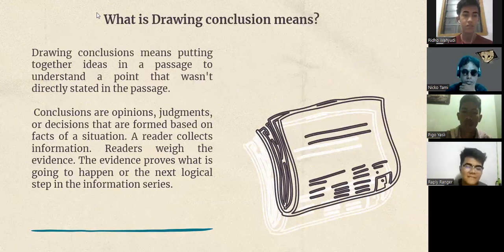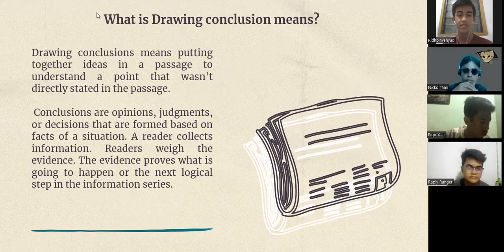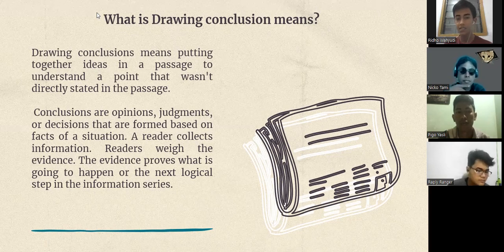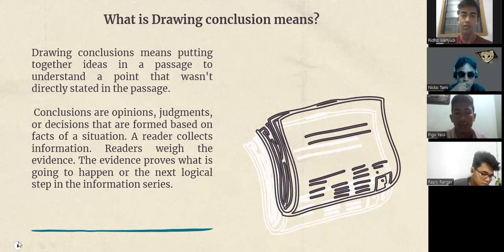Drawing conclusion means putting together ideas in a passage to understand a point that was not entirely stated in the passage. Conclusions are opinions, judgments, or decisions that are formed based on the facts of the situation. A reader collects the information from the passage itself, and then rates the evidence, and the evidence proves what is going to happen or the next logical steps in the information series. So that's what we have about drawing conclusion. I'll give it back to the moderator.